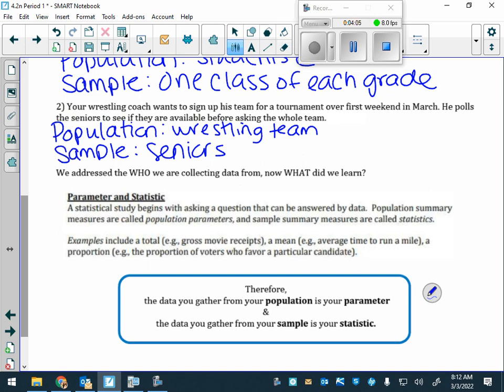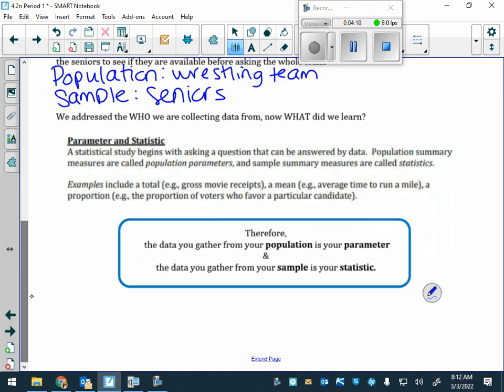So we figured out who we are collecting data on. Now we want to figure out what we want to learn from that data. Okay, so that's what leads us to parameter and statistic. Okay, parameter is a population summary. So parameter and population go hand in hand. Okay, statistic, which we see a lot of, goes with sample. So some keywords we might see are gross movie tickets, the mean or the average, percent, proportion. Okay, those are some keywords we are going to see.